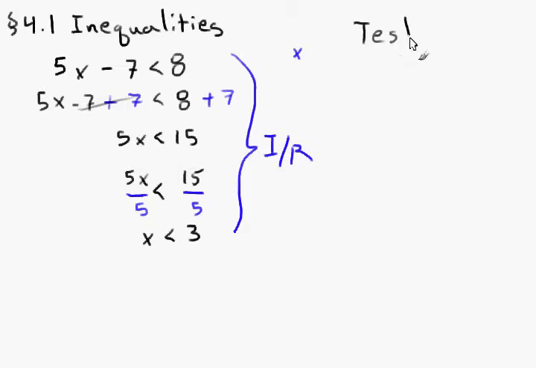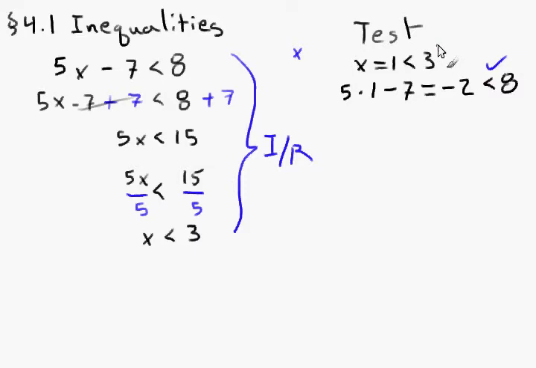But we're going to test it. I'll pick a point that's less than 3, like 1. Then we'll take 5, multiply it by 1, subtract 7. The result is a negative 2. That's less than 8. Woohoo! We've solved this inequality.